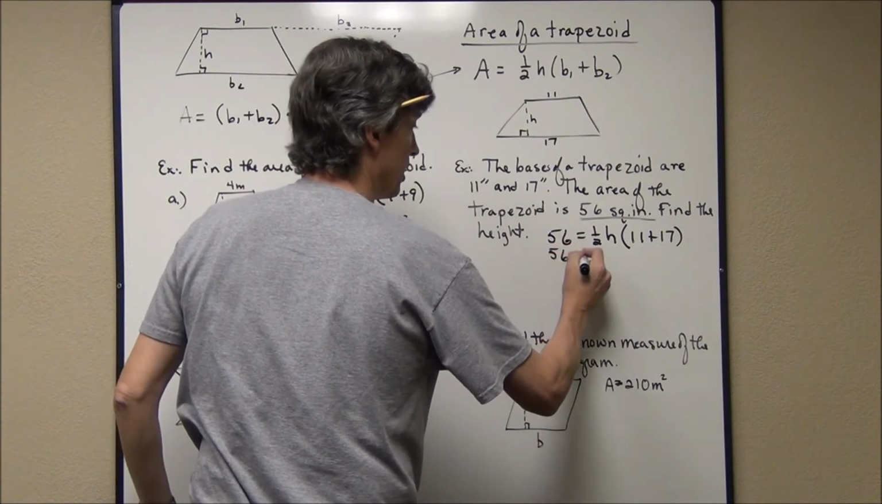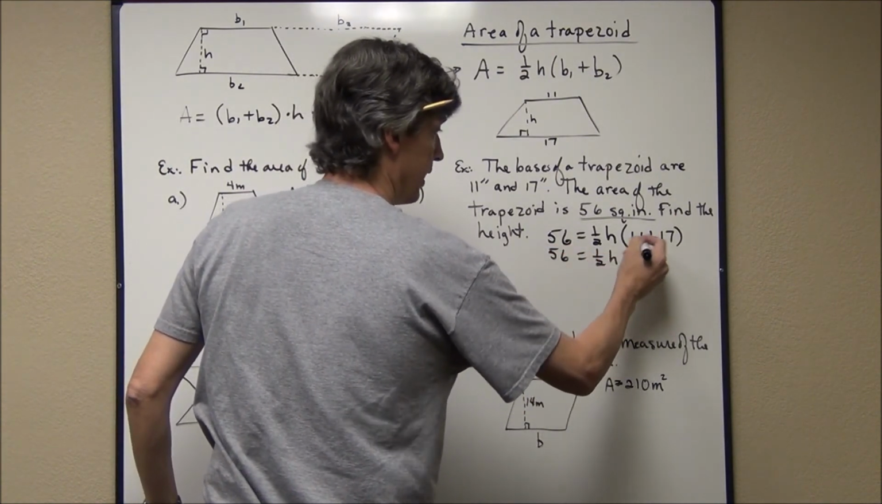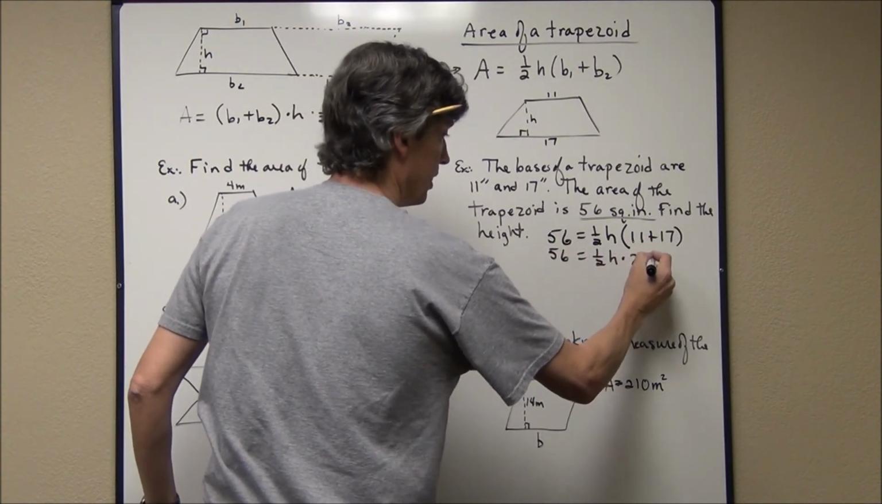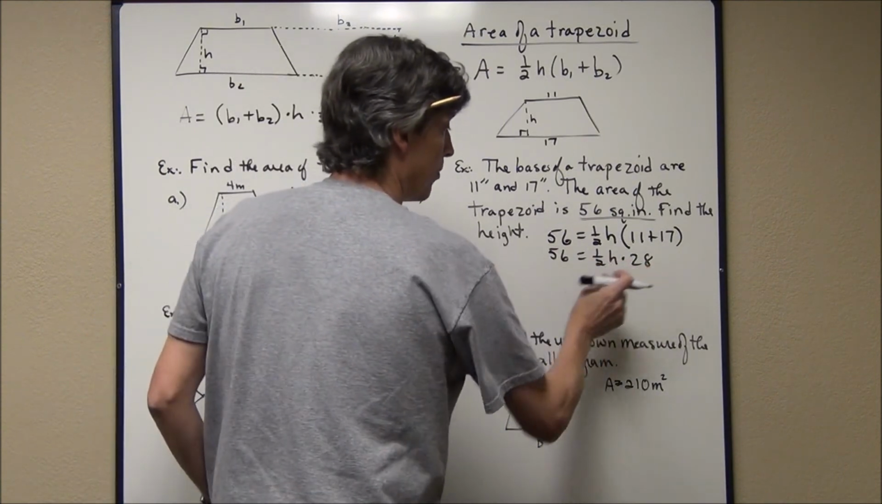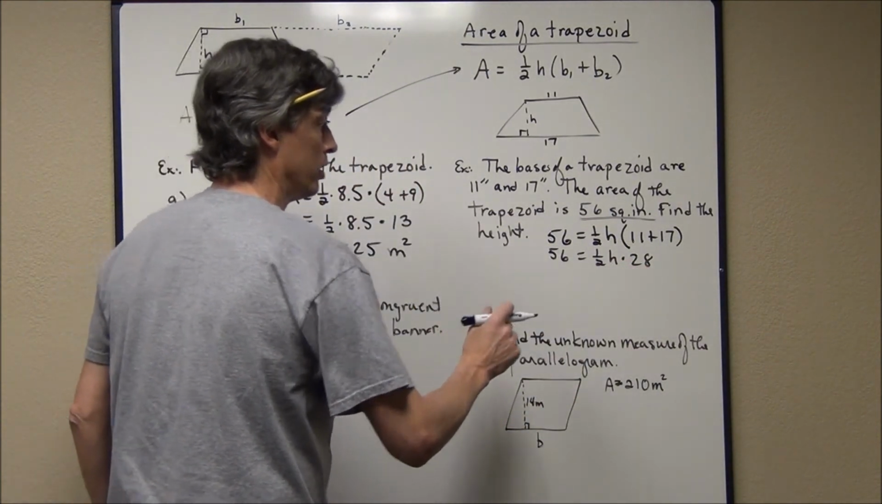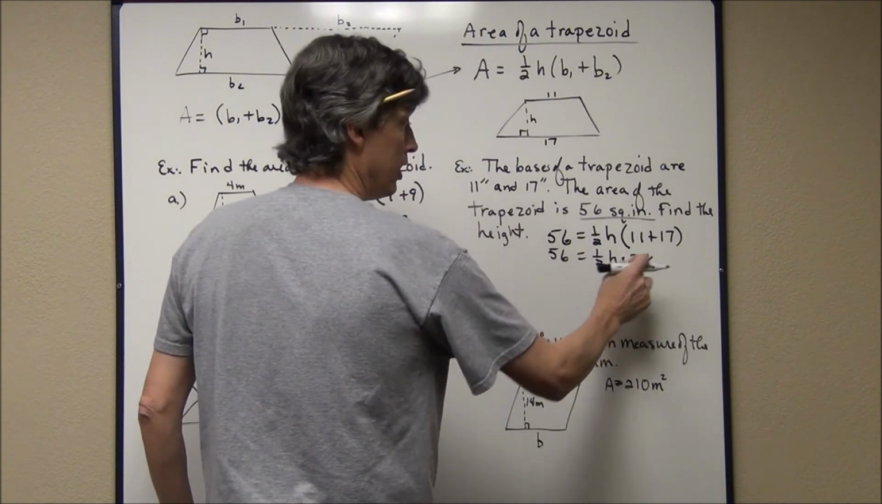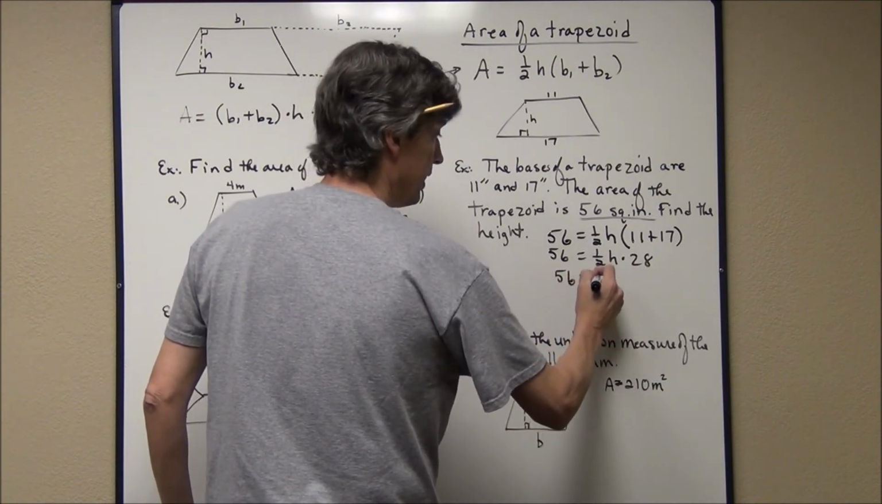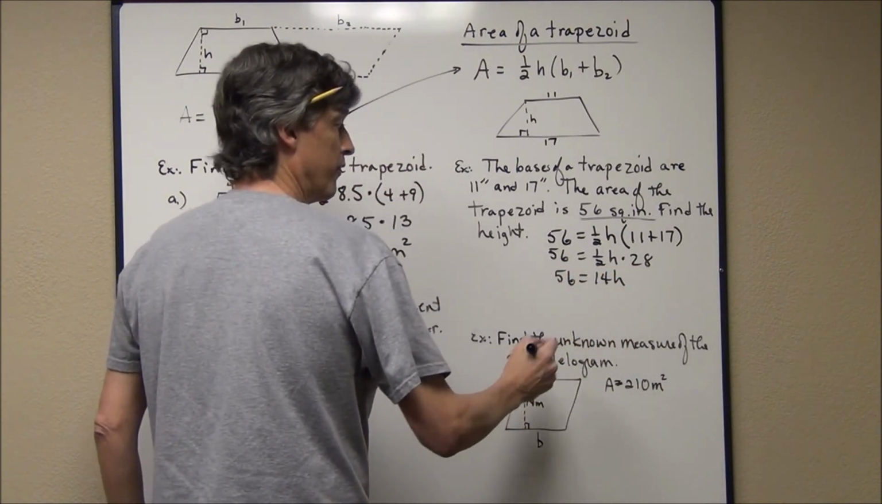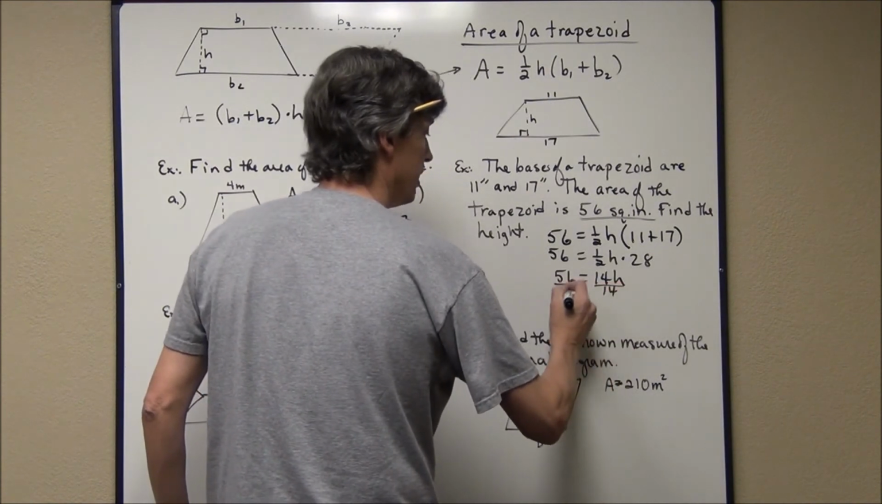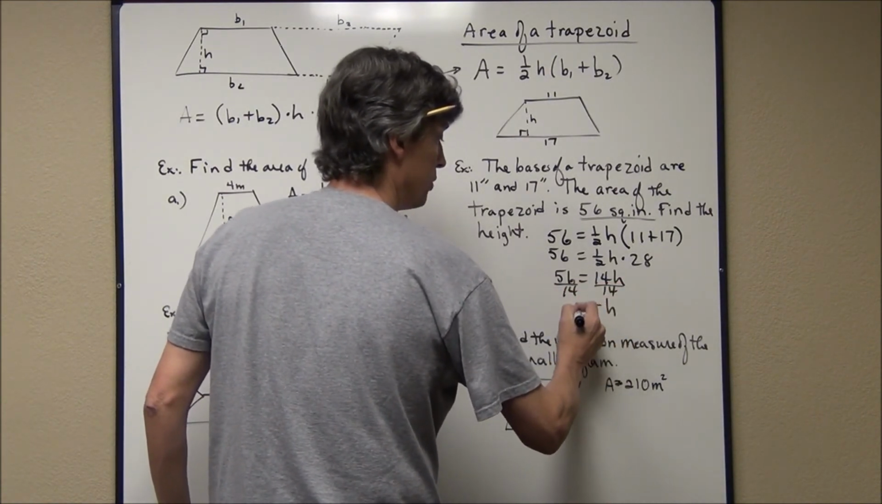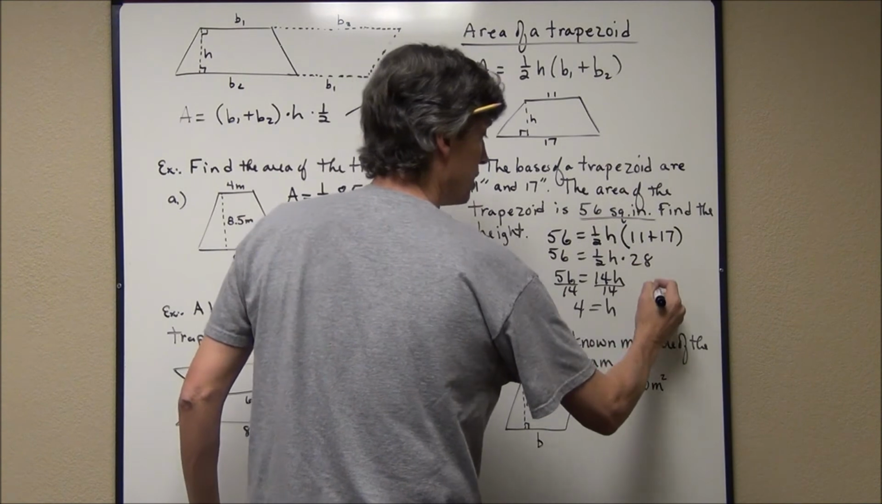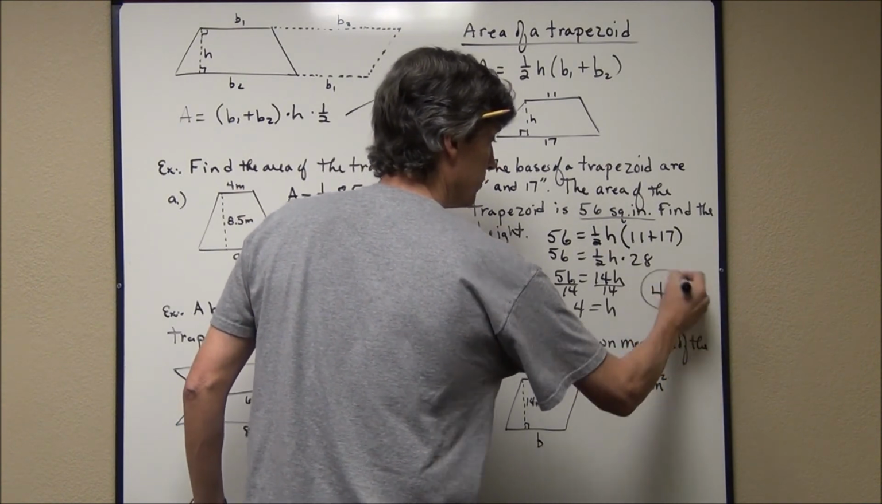Well, in the parentheses, I'll do that first. If I add those together, I get 28. I have 1/2 times the height, and I'm going to commute these and multiply, a little commutative property, associative property. 1/2 of 28 is 14. I solve for h. I divide both sides by 14. And I get h is equal to 4. So this was in inches, so the height is 4 inches.